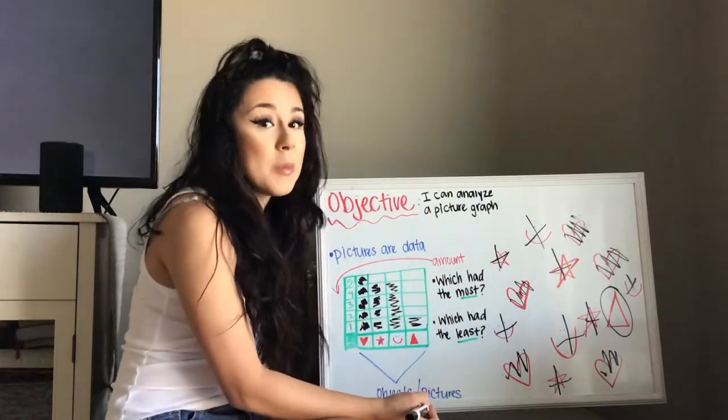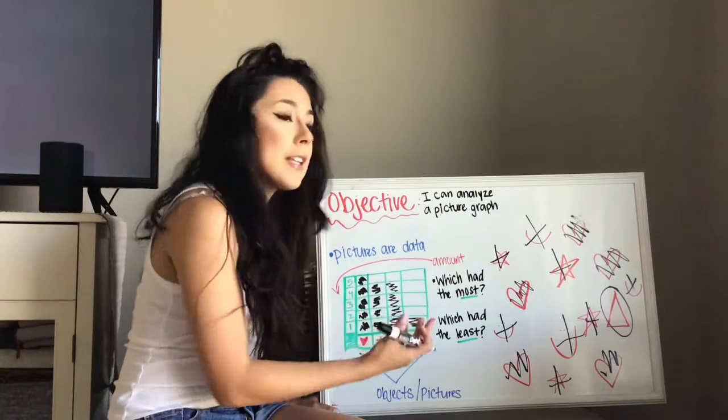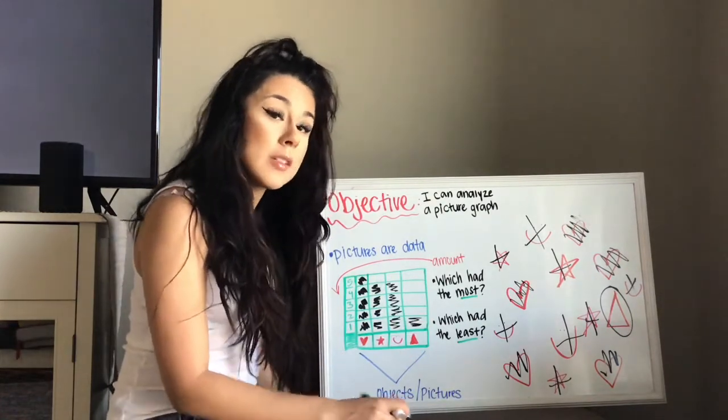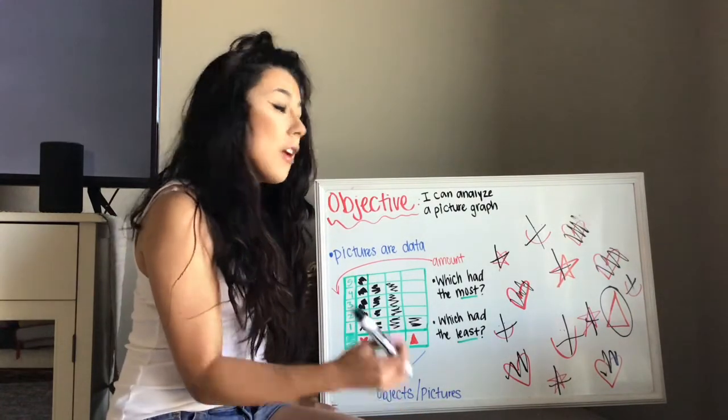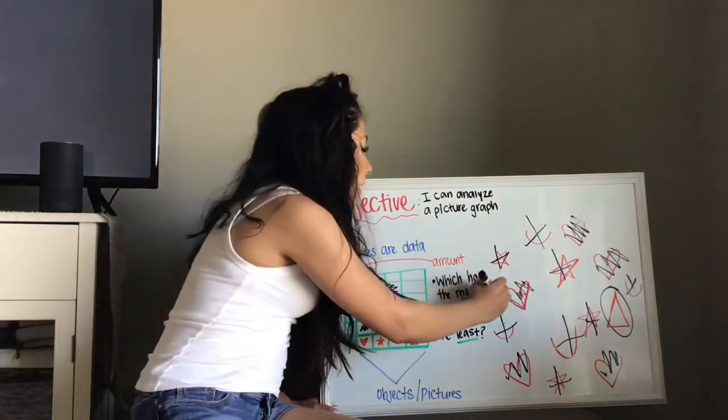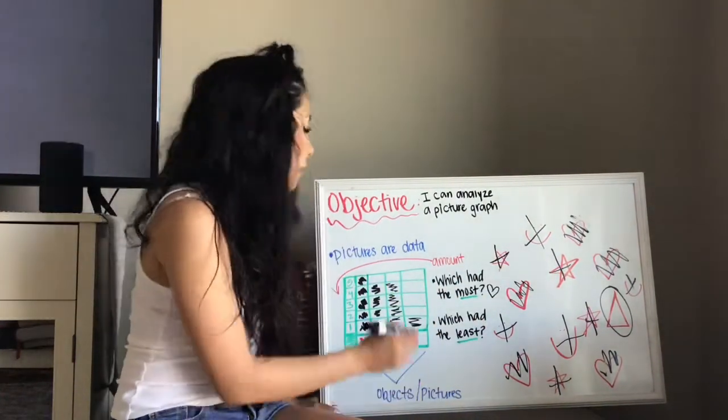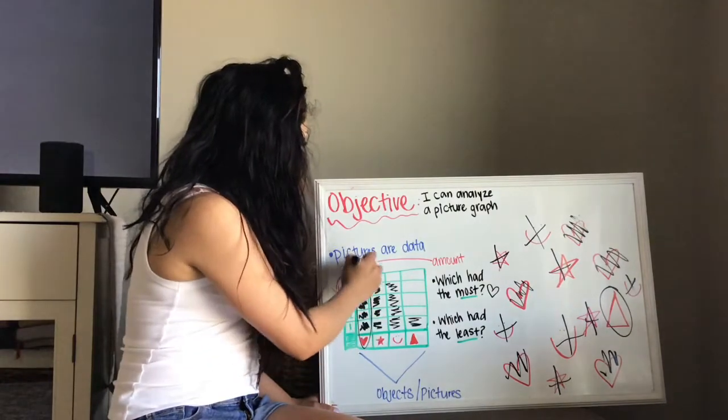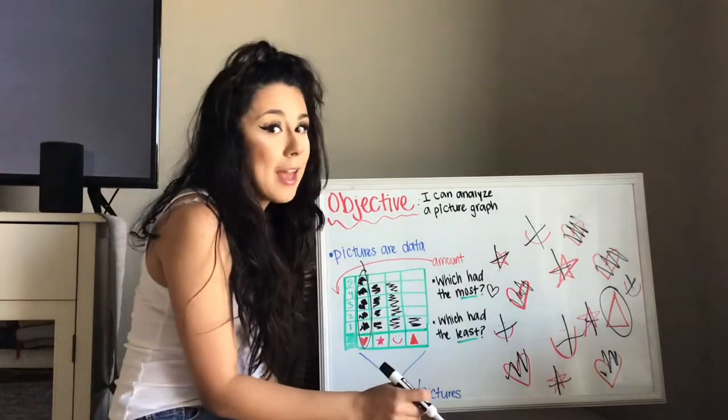Which had the most? So which little design or shape was the most? Good job. The heart was the most, because the heart had 5. No other picture or shape had that many.